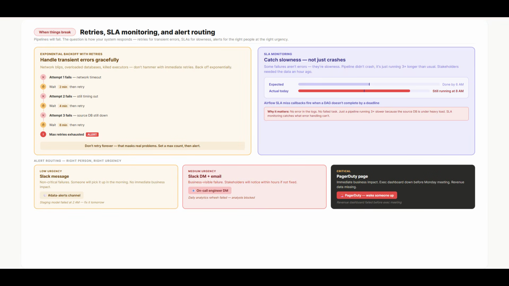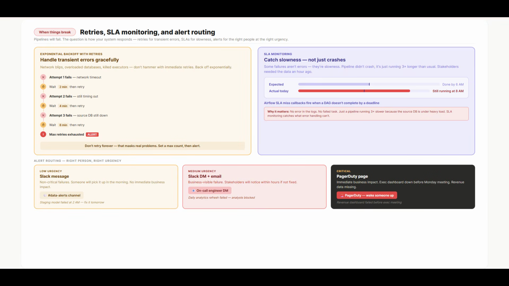But retries have a limit. After 3 or 4 attempts, you need to stop and alert. Don't retry forever, that just masks real problems. Set a max retry count, and when it's exhausted, notify the team. Airflow has SLA miss callbacks. If a DAG doesn't complete by a certain time, it fires a notification.